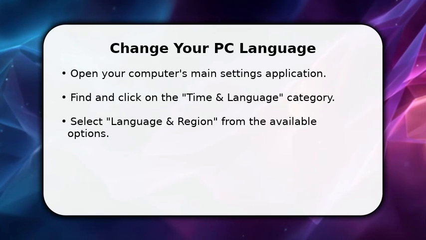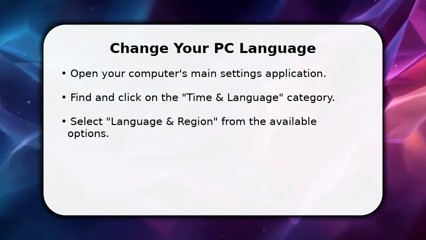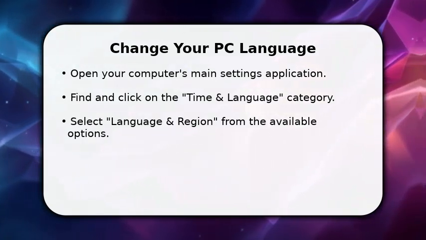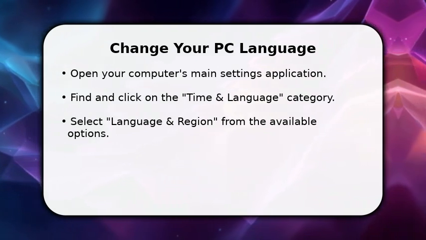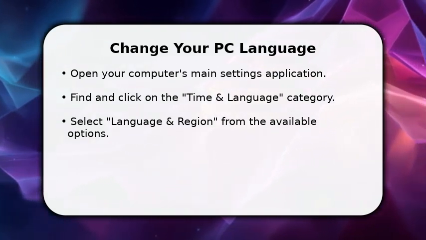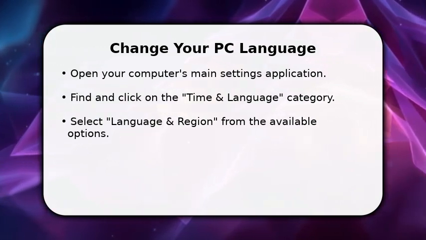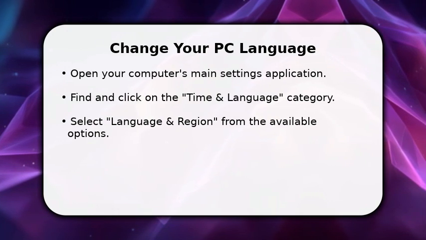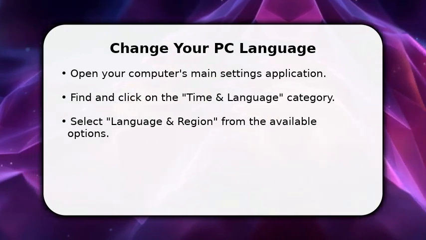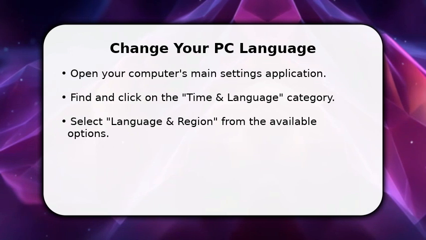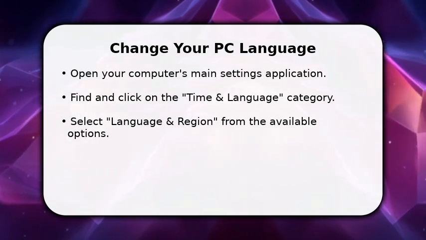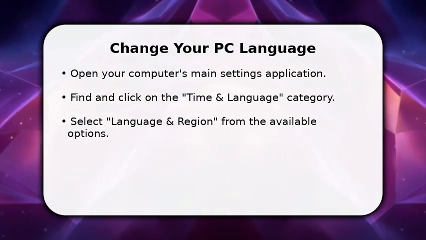In this video, I will explain how to change your PC language. First, let's navigate to your computer settings. You can usually find this by clicking the Start button and selecting the gear icon. Once in Settings, look for the Time and Language section. Click on it, and then on the left-hand side, you will see Language and Region. This is where we begin our journey to a new language experience.